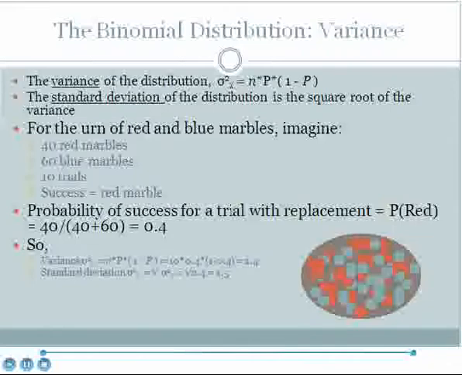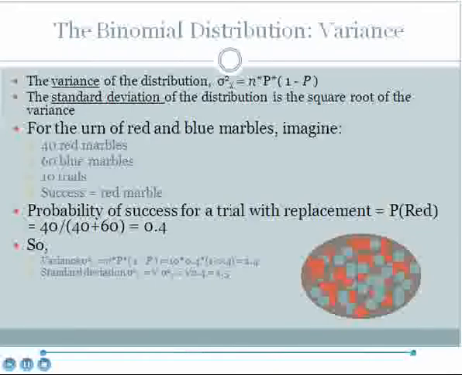Let's go back to our earlier experiment and calculate the variance and standard deviation. Recall that we have 40 red marbles, 60 blue marbles, and we'll be doing 10 trials. Success is a red marble. Thus, the probability of success for a trial with replacement, p of red, is equal to 0.4. So we calculate the variance by multiplying the number of trials, 10, by the probability of success, 0.4, by the probability of failure, 1 minus 0.4, by the subtraction rule, and we obtain 2.4. So the variance for the distribution is 2.4.